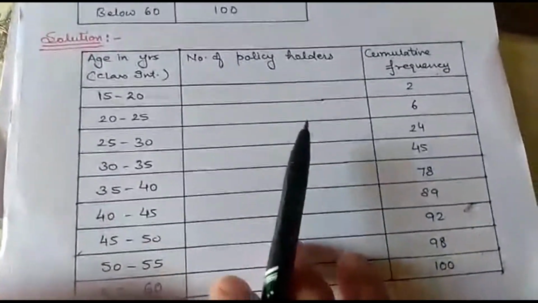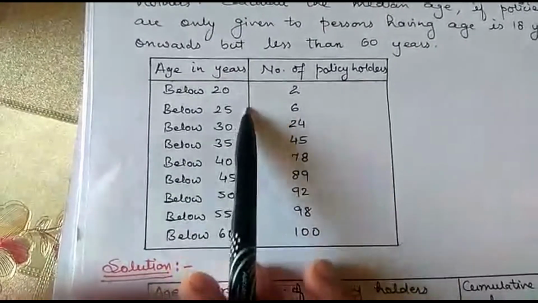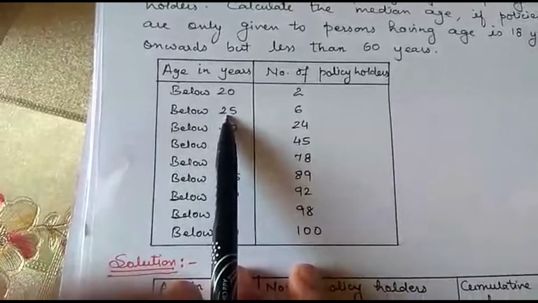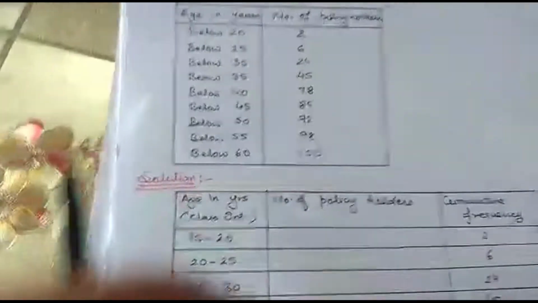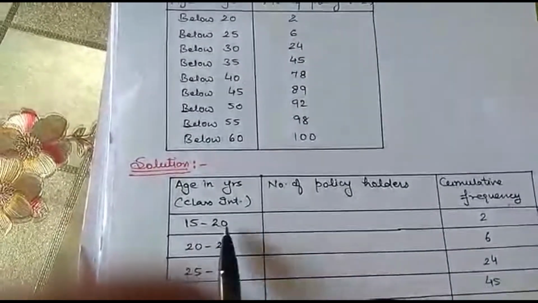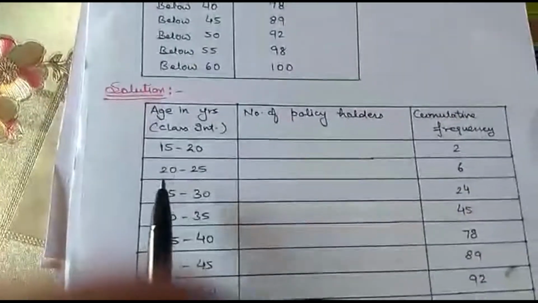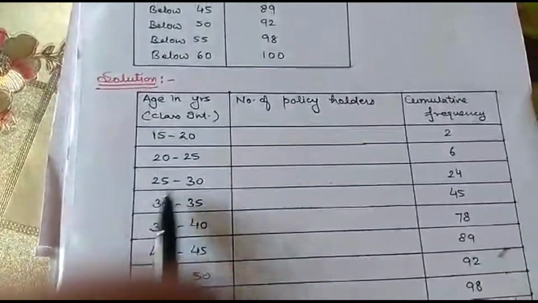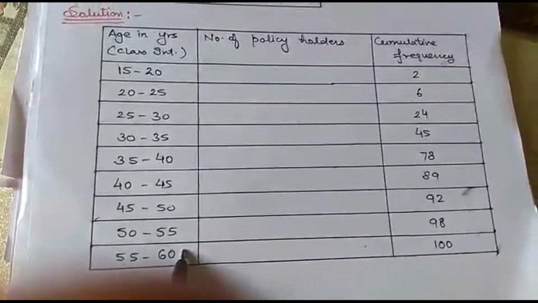So now we will first convert this data into a normal group distribution. For this, age in years. Now see, what is the class size, what is the gap? That is 5. These are the upper limits, so we will subtract 5 from each upper limit. So 20 minus 5 is 15. First class is 15 to 20. Second, 25 minus 5 is 20. So the second class is 20 to 25. Third is 25 to 30, and so on till the last class is 55 to 60.